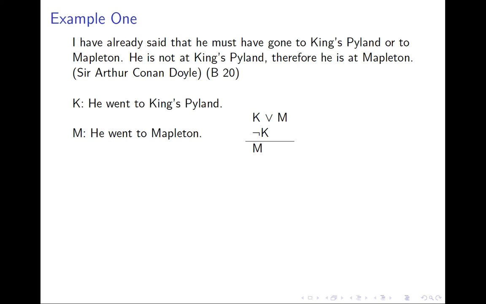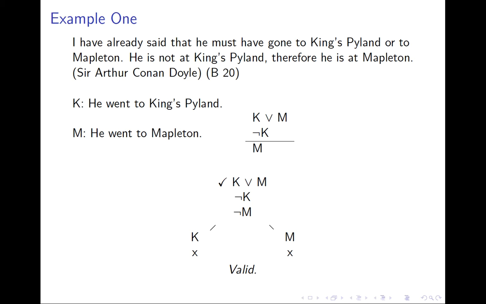So for our first example, we're going to look at this argument. I have already said that he must have gone to Kings Pyland or to Mapleton. He is not at Kings Pyland, therefore he is at Mapleton. So on the left you have the two different atomic sentences, and on the right you have your premises and your conclusion in standard form. So here's the tree test for this argument.